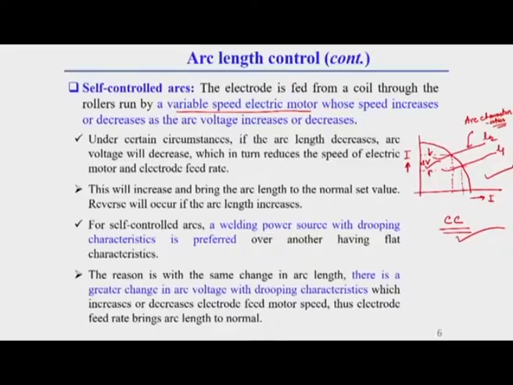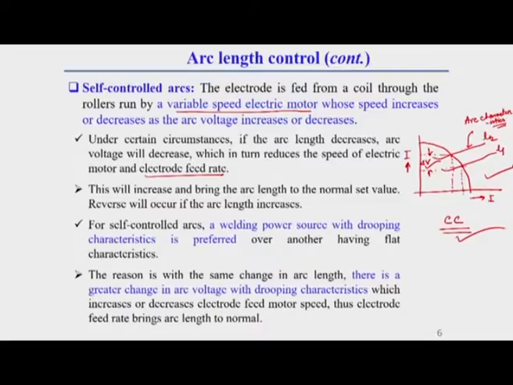Here it is written that under certain circumstances, if the arc length decreases, arc voltage will decrease, which in turn reduces the speed of the electric motor and electrode feed rate, because if the speed of the motor changes, then the electrode feed rate also changes. This will generally increase and bring the arc length to the normal set value. The reverse occurs once the arc length increases. If the arc length decreases, whatever phenomena occurs, if the arc length increases, then the reverse phenomena occurs.